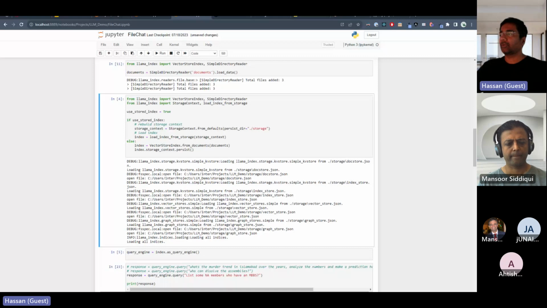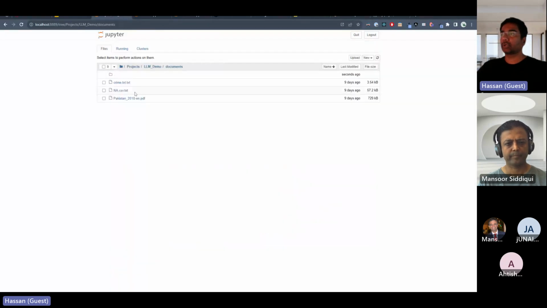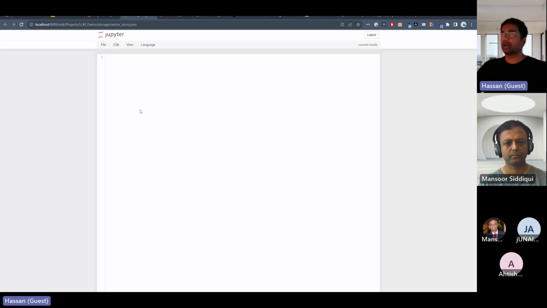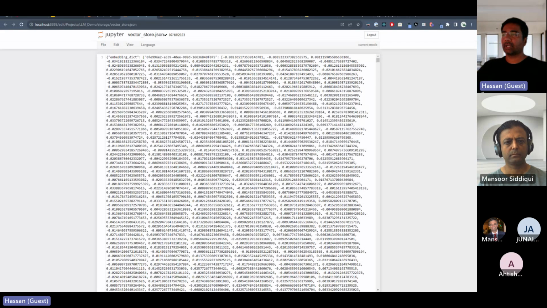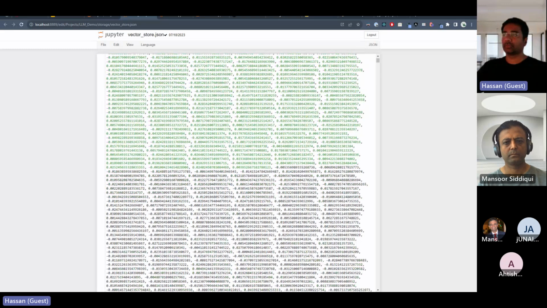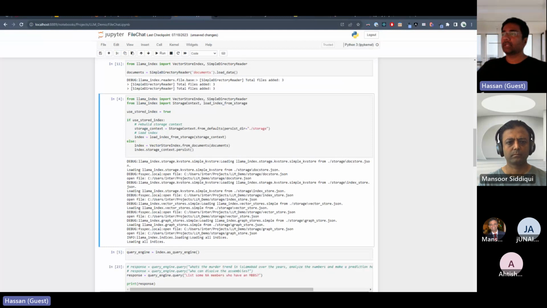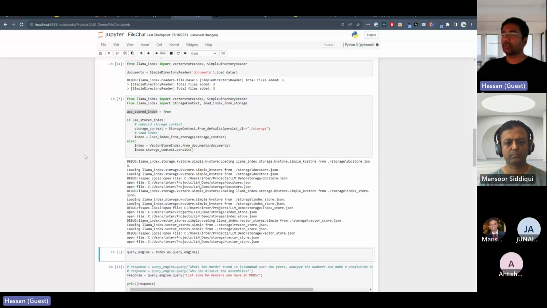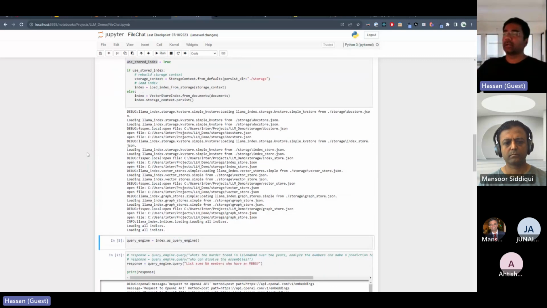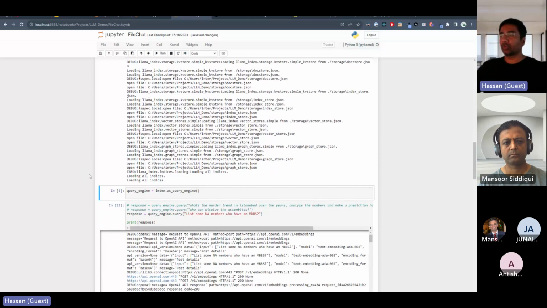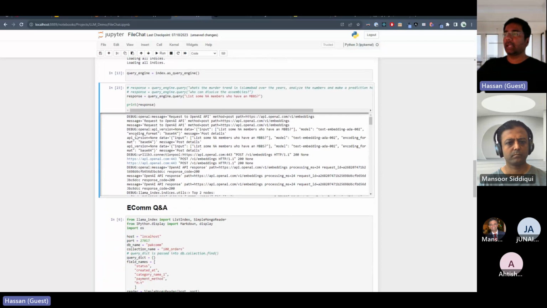To save time, I have already stored them in this folder called storage. If I go one level up into storage, you can see this vector store. This is basically what it converted all those files to: just raw vectors of numbers. And now I'm telling it, don't build a new index, just use the stored index that you already have. This is much faster and also saves me money by not having to make those calls to OpenAI again. Then we are going to build a query engine on top of that. And that's pretty much it.